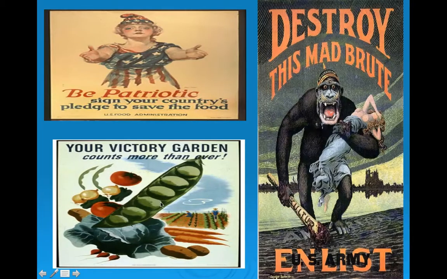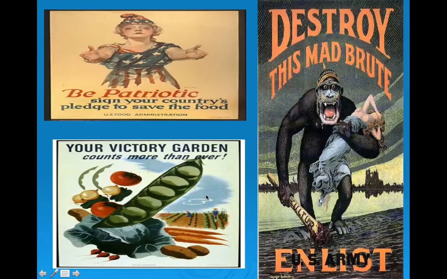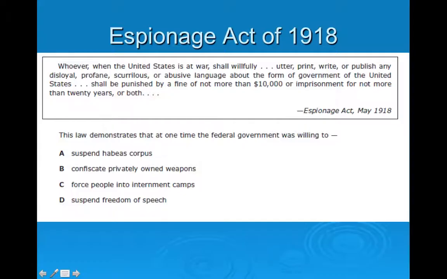Be patriotic. Save food. Remember, if you save food, then they can use it in the war, or they can take those resources. Here's a woman right here. Destroy this mad brute. This German here. You notice the German hat. He's carrying this woman, and he's literally coming onto American soil. He's going to beat you. Yes? So that's the kind of idea there. These are actually by Mr. Riesenberg. I don't know if you know who he is. He's a teacher on our campus. His grandfather was the artist here. So those are the ideas there. So make sure you get that idea down.